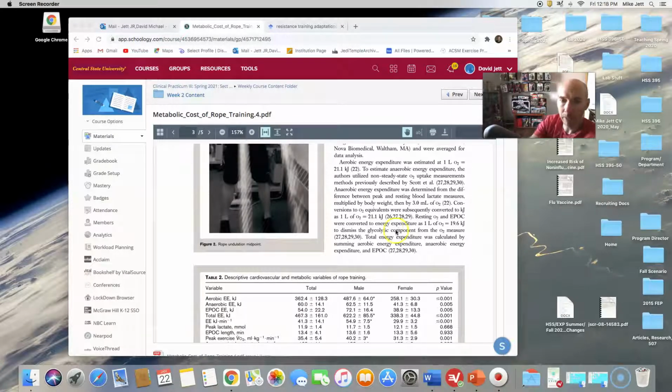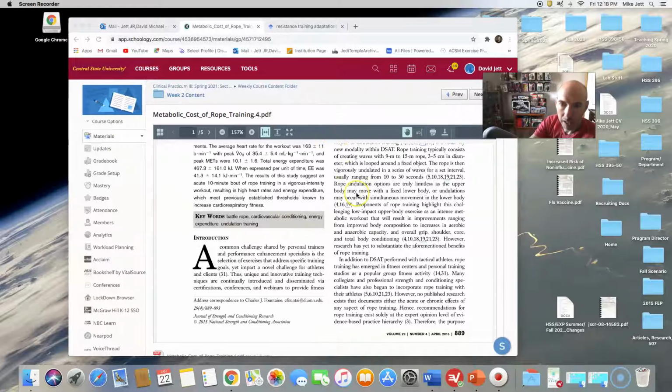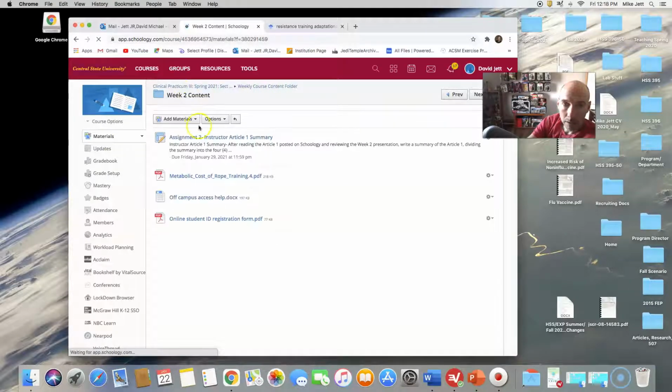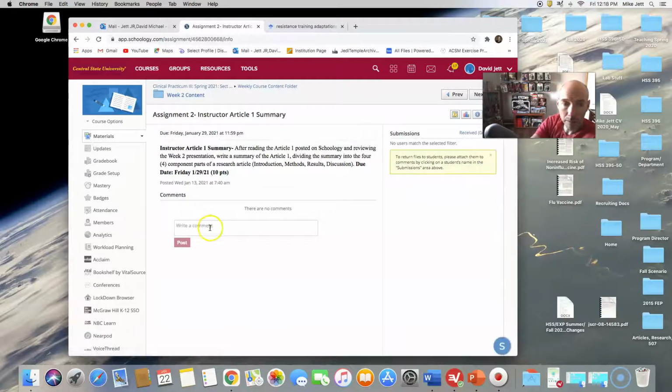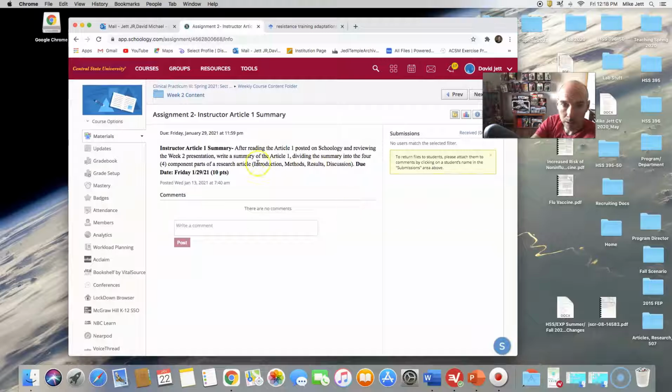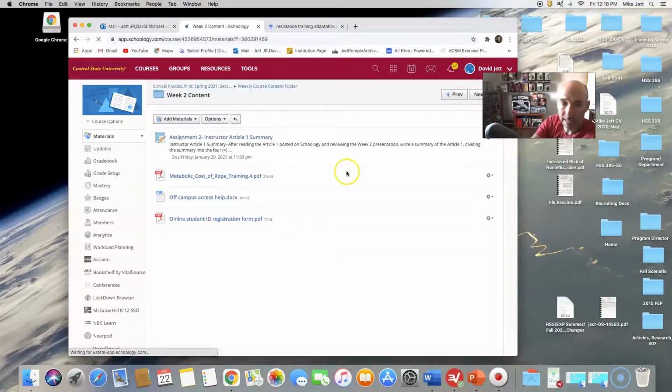So I'm going to wrap it up there. Again, after you've watched this summary, read the article, okay? And then you will click on the assignment here, and you can just put your summary directly into the submission box, or you can attach it as a separate Word document, okay? So that's going to do it for this week.